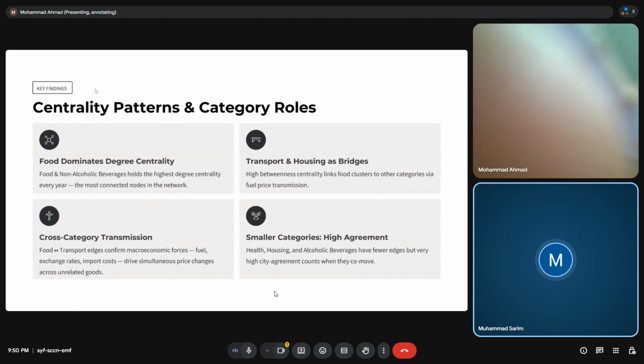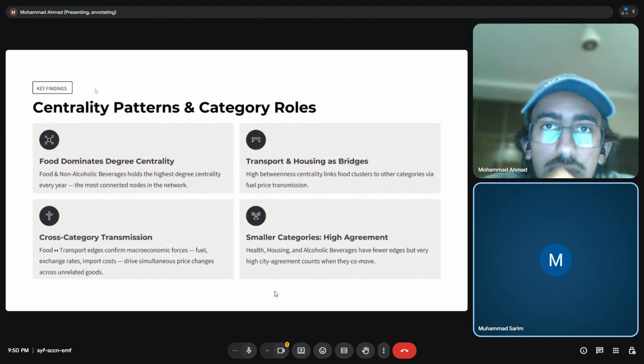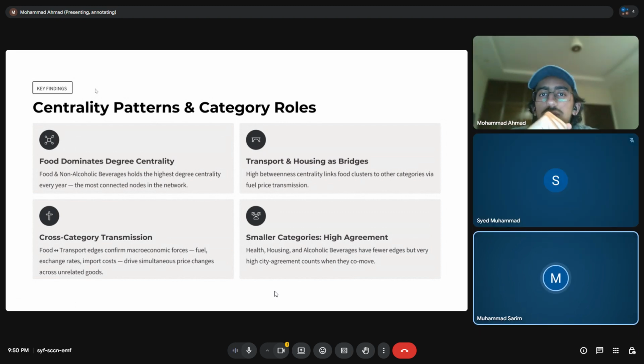Economically, this also makes sense. Fuel affects almost everything. It affects the cost of transporting food and the cost of manufacturing clothing. This is why these are located between the two interconnected hubs.